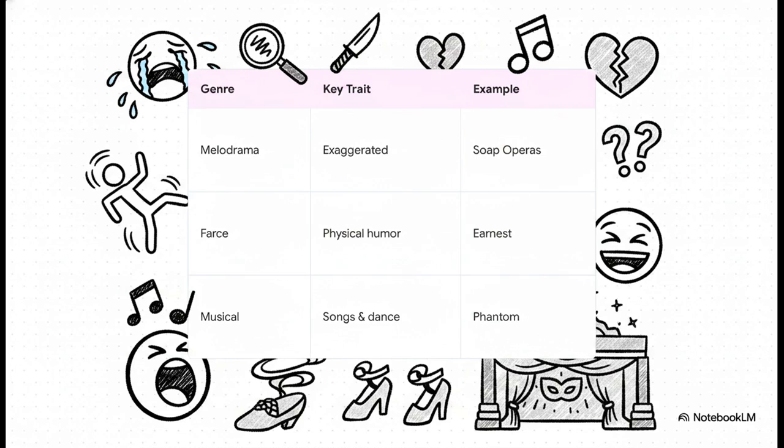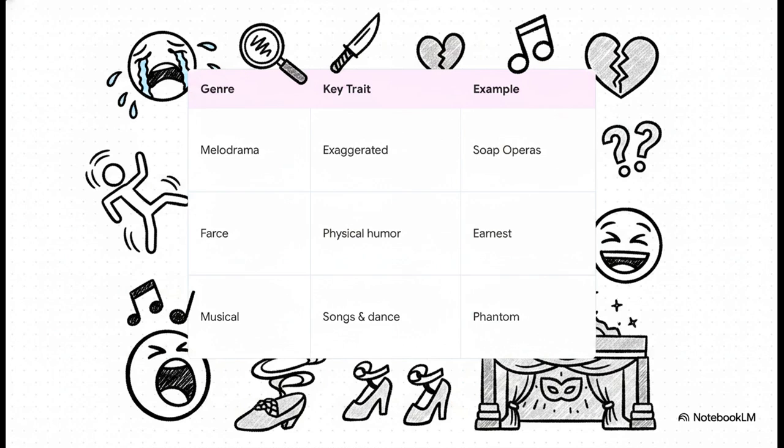It relies heavily on super fast-paced action, totally improbable situations, and physical slapstick humor. Plays like The Importance of Being Earnest use these farcical misunderstandings purely to entertain us through sheer ridiculousness. And finally, we have musical drama. Here, the spectacle comes from combining spoken dialogue with songs and dance to actually advance the narrative.